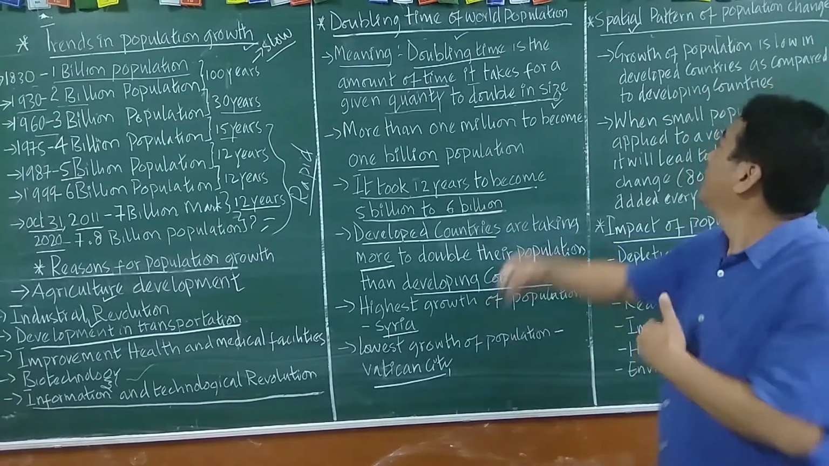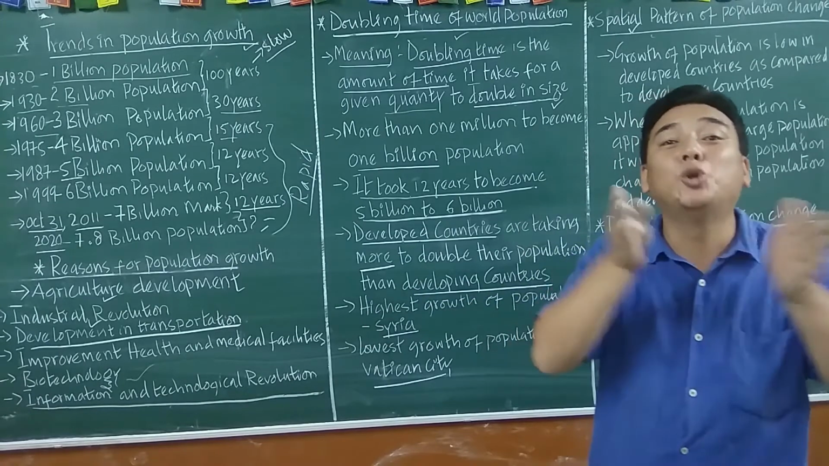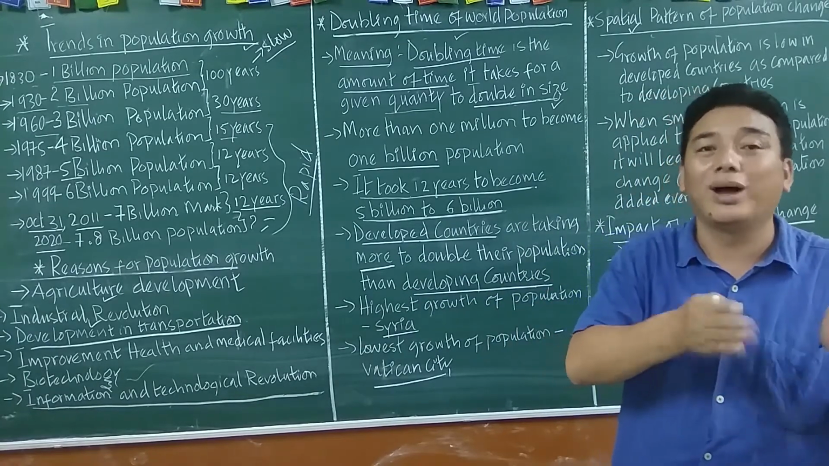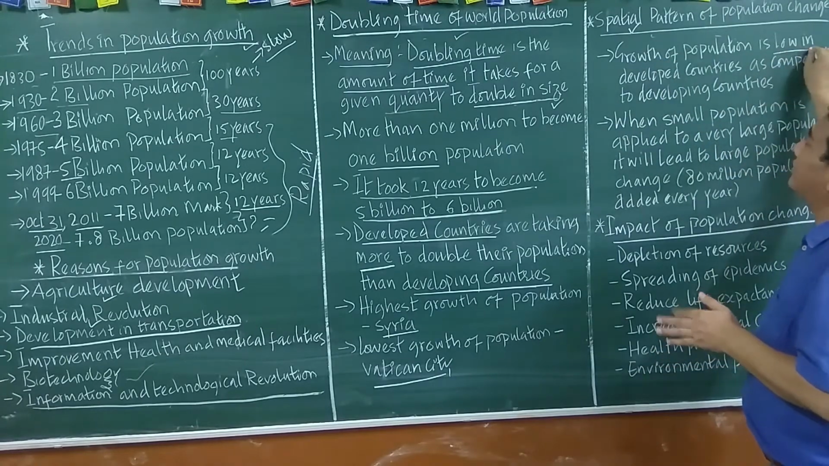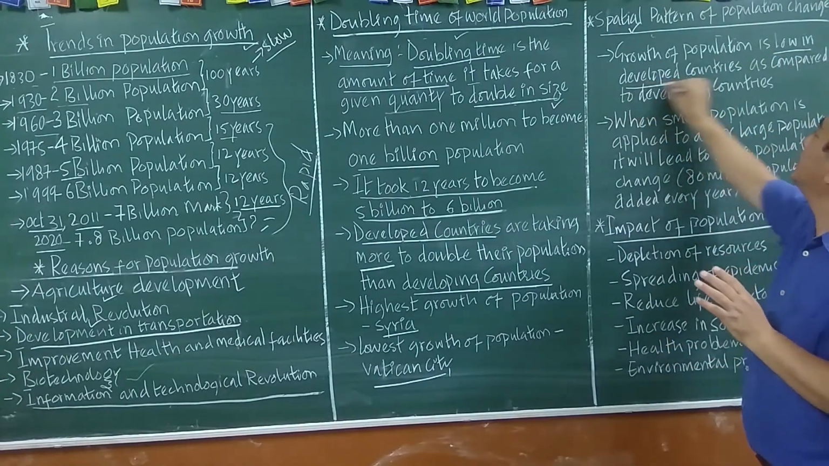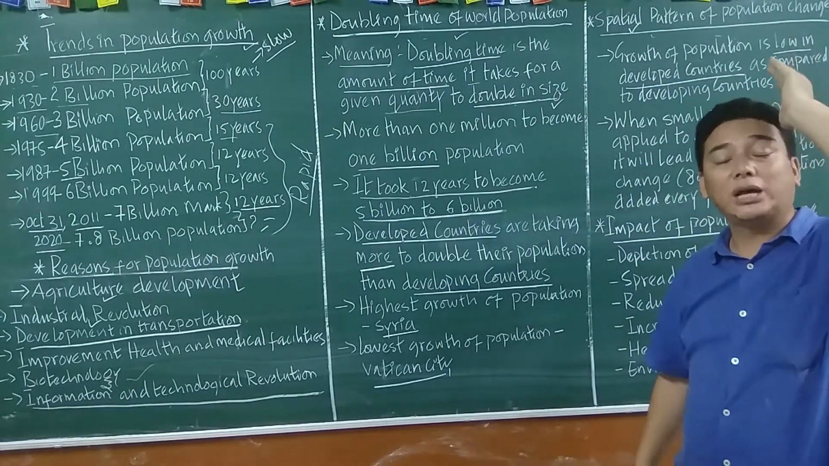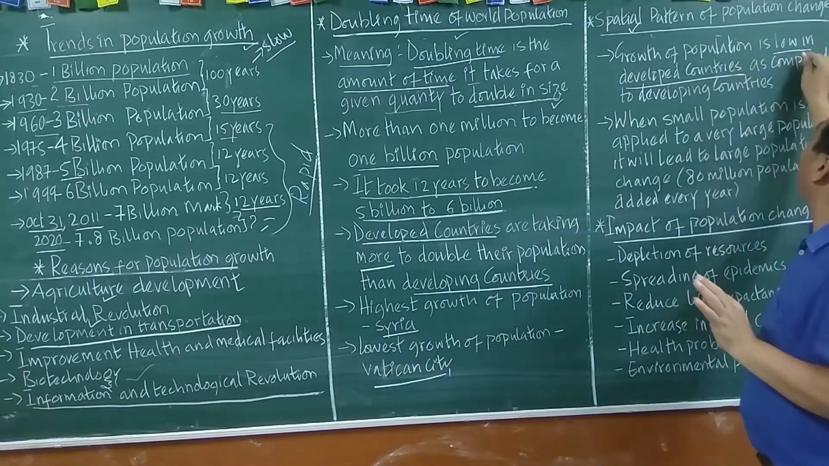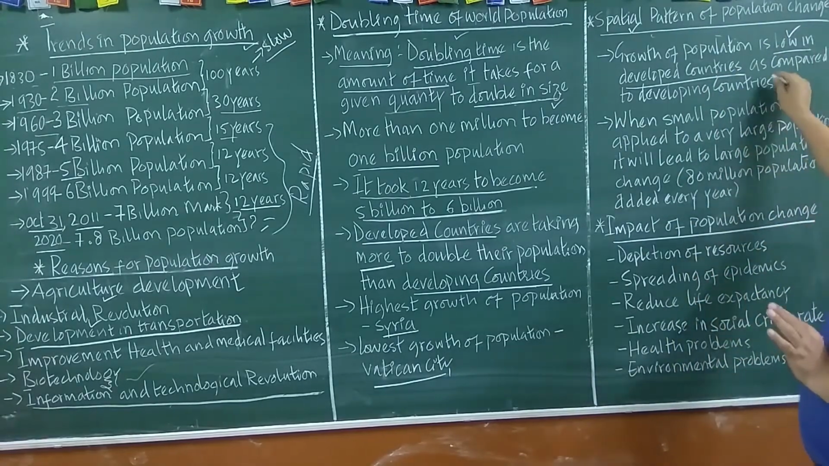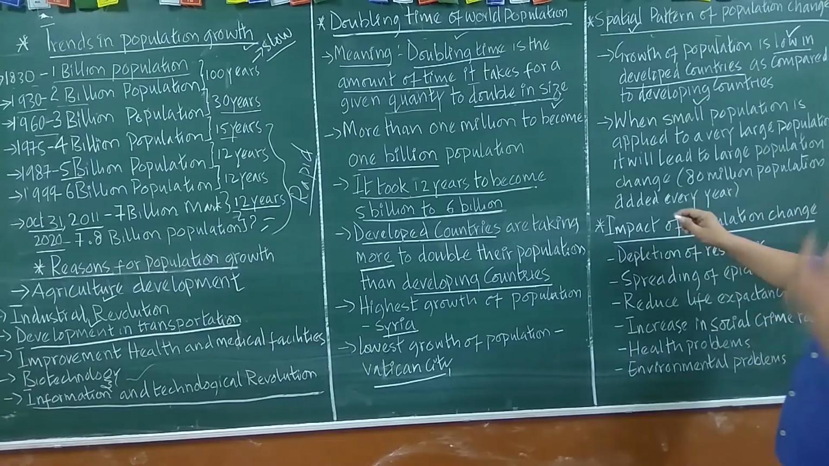The population growth, the change in the growth of population, is low in developed countries. Population growth is low as compared to developing countries.